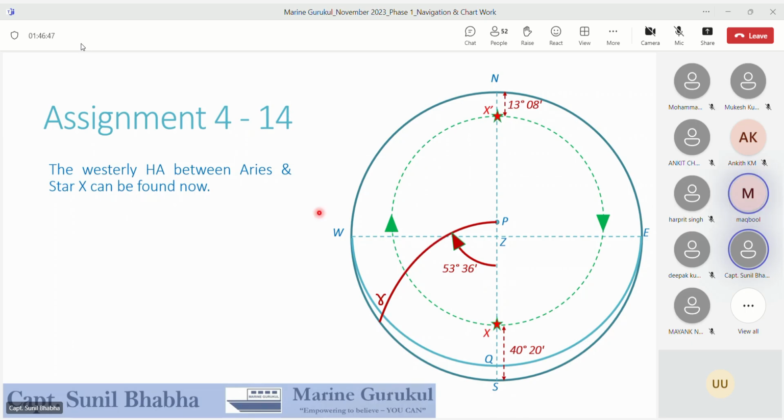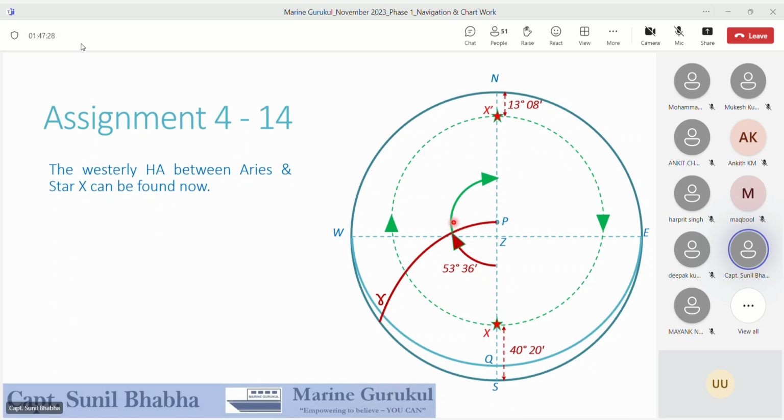Sir, in this diagram we can find out the westerly angle between Aries and star X. Now, when Aries was at this particular location at the time of evening twilight, our star was at the location of X dash. The celestial meridian of Aries is represented by P Aries, and the star is on this particular celestial meridian. The celestial meridian of the star is represented by Px dash n.